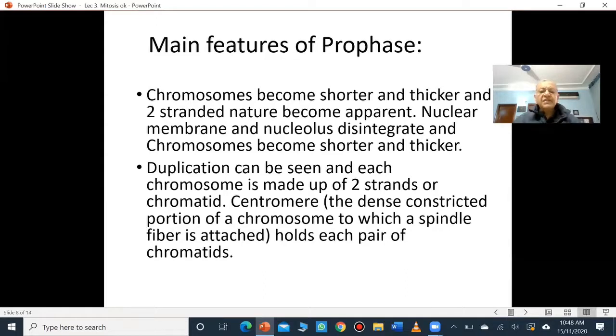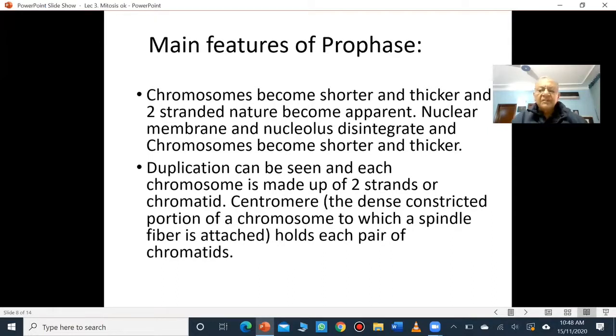In this phase, the chromosome becomes shorter and thicker and two-stranded, and this double nature becomes apparent because of duplication of this DNA during S subphase of interphase. The nuclear membrane and nucleolus disintegrate and disappear. The chromosome becomes shorter and thicker, so duplication can be seen as I have said. Each chromosome is made up of 2 strands or 2 chromatids.